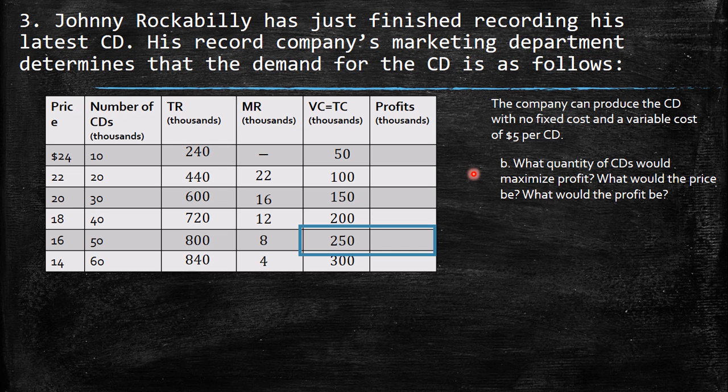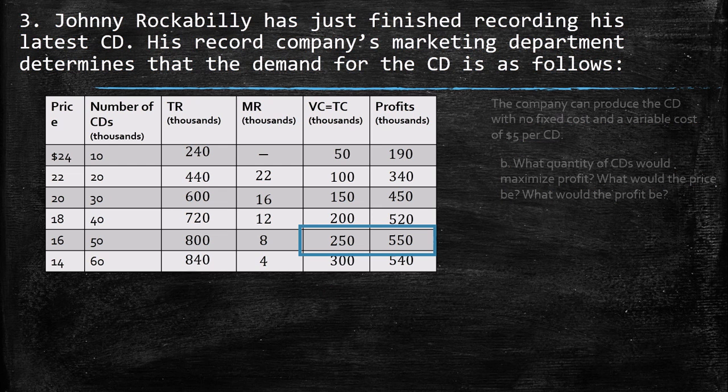Then the profit is going to be again the difference between the total revenue minus total cost. Total revenue is going to be 240 minus total cost, which is going to be 190. This one is going to be 340. This is going to be this one minus this one, 450, 520, 550, and 540. So this one is going to be the maximization, okay, in this part. Okay, when the price is 16 and the quantity sold is going to be 50,000.